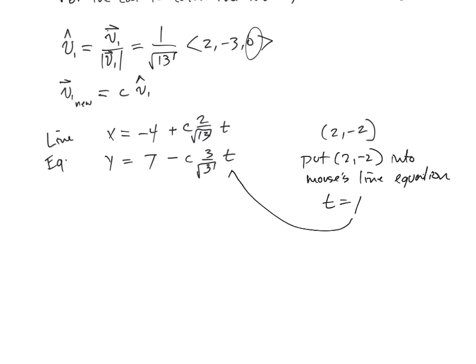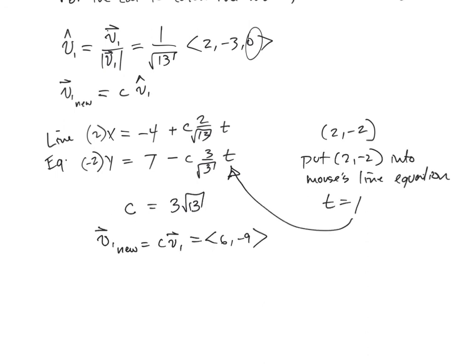You put t equal to 1 into here, and you find, for x equal to 2 and y equal to -2, because the cat has to be at the same coordinate at the same time, that c has to be equal to 3 root 13. So that means our new velocity vector for the cat is equal to c times the old one, which is now (6, -9). And now the cat will catch the mouse because it's at the crossing point (2, -2) at the same time of t equal to 1.